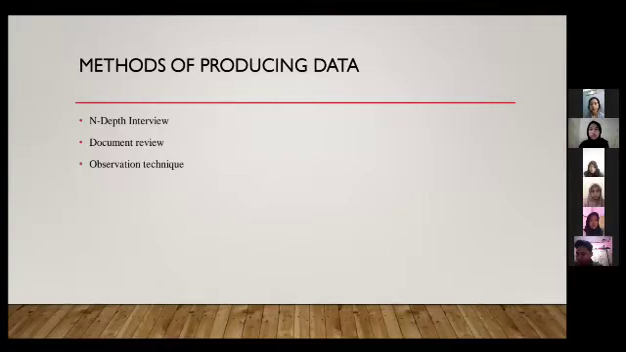The observation technique is one of the qualitative data collection techniques that is recommended to obtain descriptive data. Observation comes from the word observation, which means observations. Observation techniques are used to understand the patterns, norms, and meanings of behavior of the informants under study.